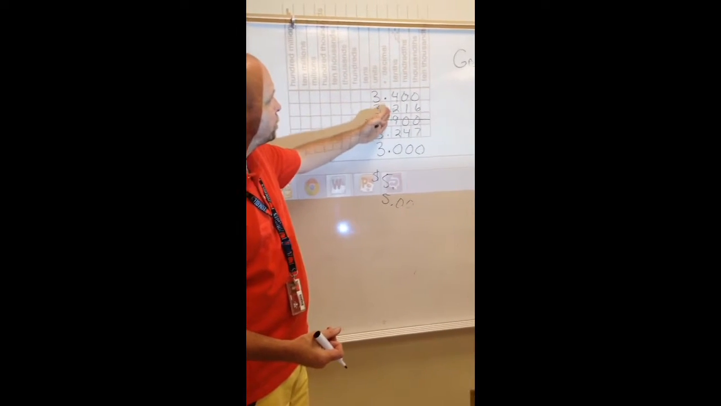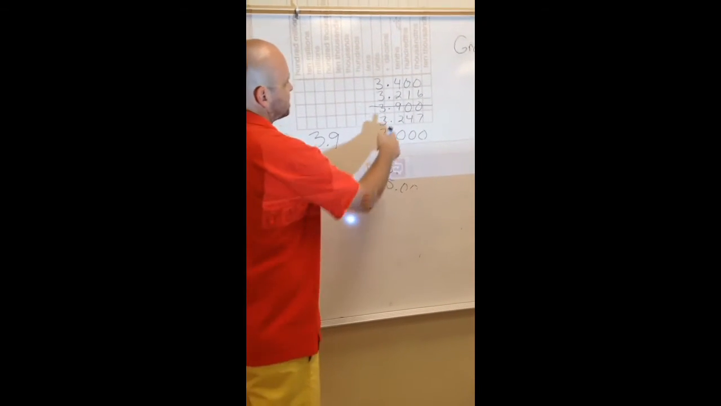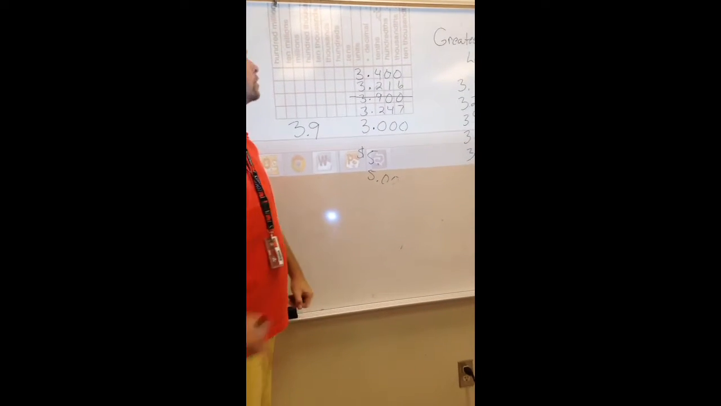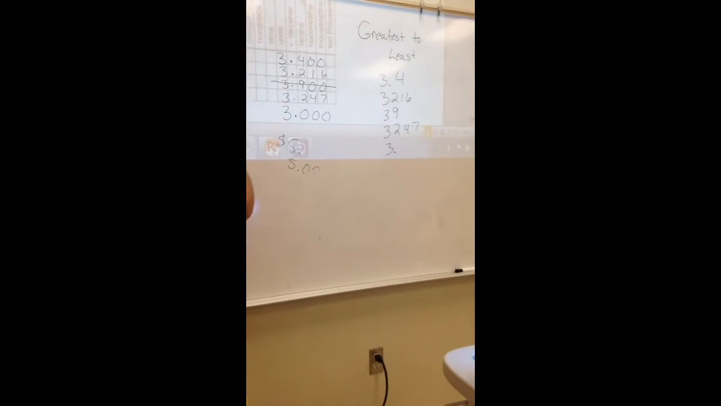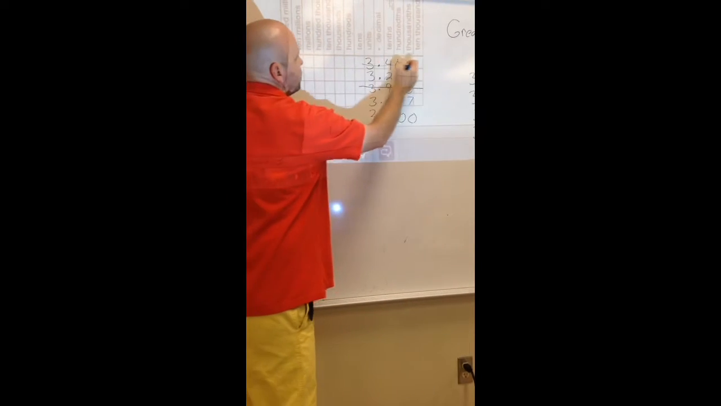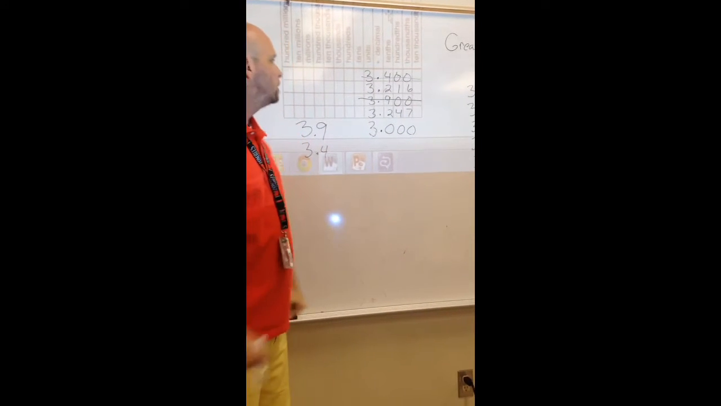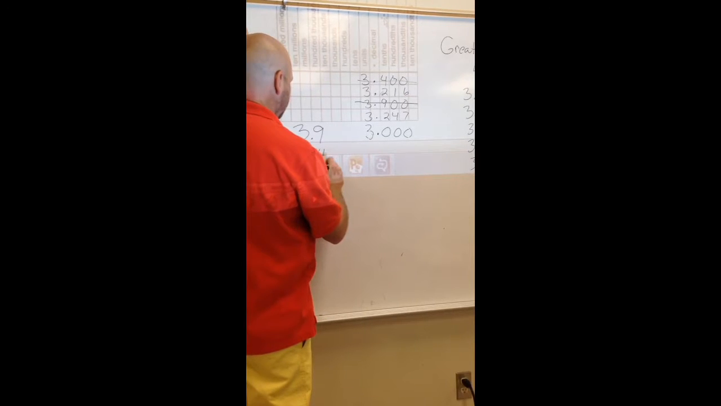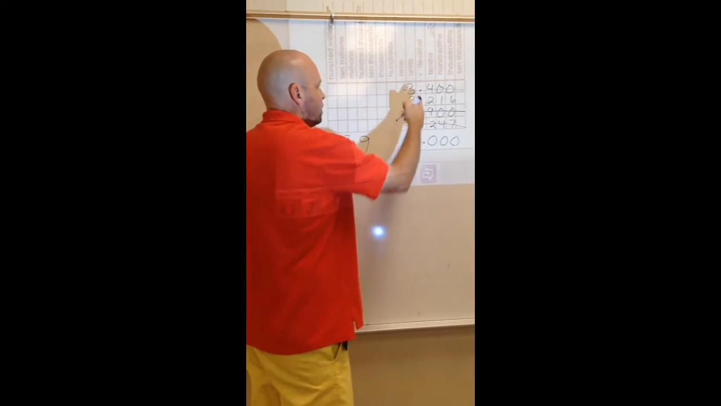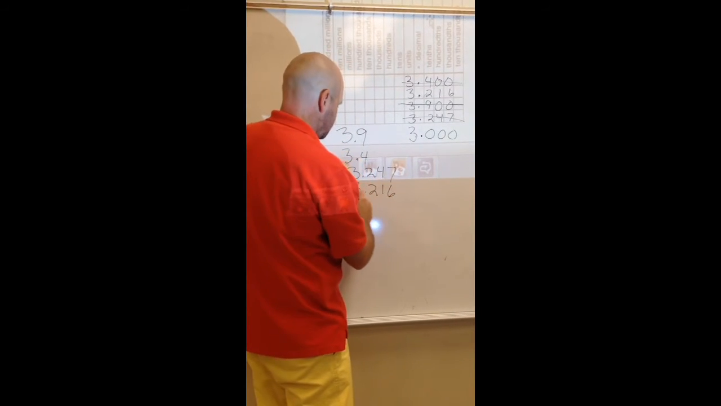Now we have left 400, 216, 247, and 0. So what's the next one? 247. Is that bigger than 216 and 400? No, 400. Good. So our next number is 3 and 4/10. Okay? So we're done with that one. Now we have 216, 247, and 0. 247. So that's 3 and 247 thousandths. Okay, we're done with that one. We have 216, we have 0. So that's 3 and 216 thousandths, and just 3.